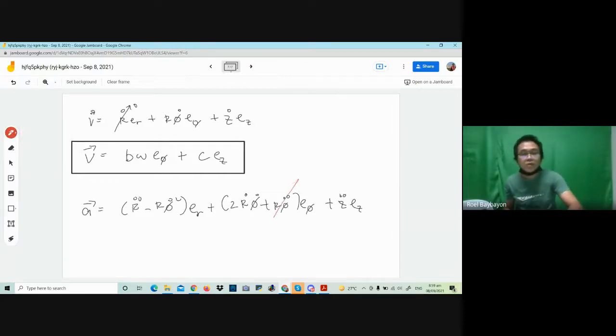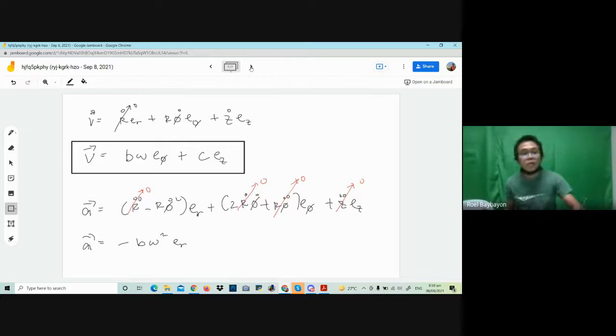This one is 0. This r dot is also equal to 0. This one is also 0. R double dot is also 0. So the only remaining acceleration is this one. Acceleration is minus r, which is b, omega phi dot square is omega square er.